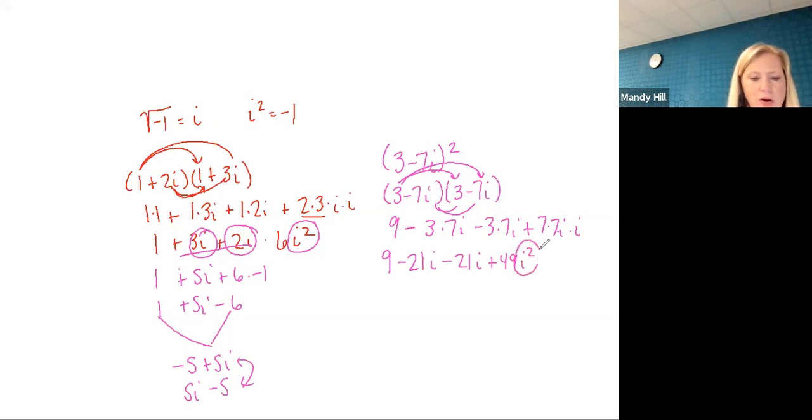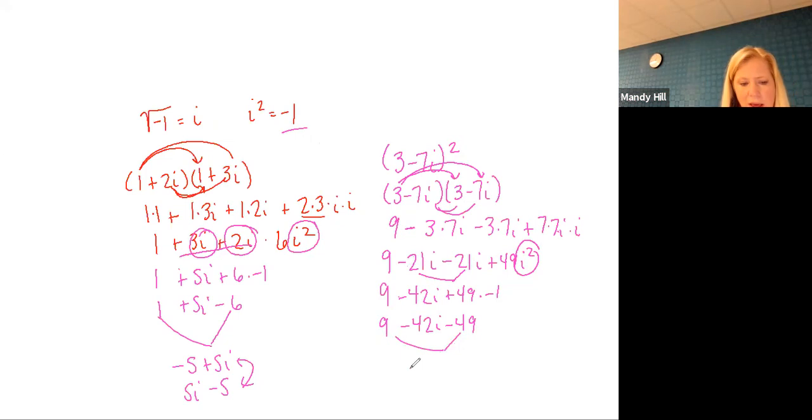I see an i squared. We know that i squared is -1. So these two can go together. -21i minus 21i, that's going to be -42i. And then 49 times -1, because i squared is -1. So 9 minus 42i minus 49. These two can go together. 9 minus 49 is negative 40 minus 42i. Or you could write negative 42i minus 40, and those would be the same answers.